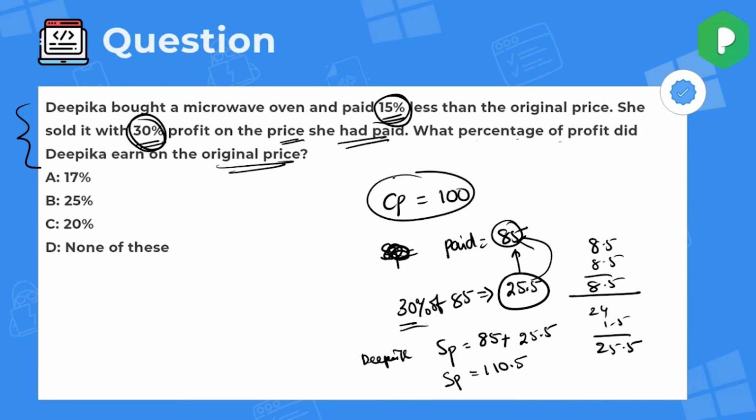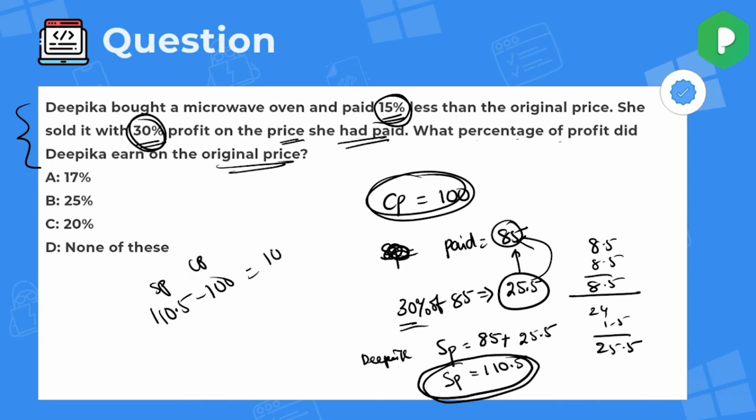What is the actual price? It is 100 rupees. Now she is selling the product at 110.5 rupees. Then what is the profit she obtained? It is nothing but 110.5 minus 100. This is the selling price, this is the cost price. So the profit is 10.5 rupees, which itself is a percentage. So the answer is 10.5% profit when compared to the original price.